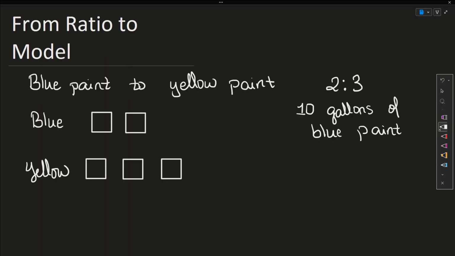Let's suppose we knew that we had 10 gallons of blue paint. Since there are 2 sections in blue, we would divide 10 by 2 to get 5. So that tells me that each of these squares is worth 5, and that'll be true for all of my squares.